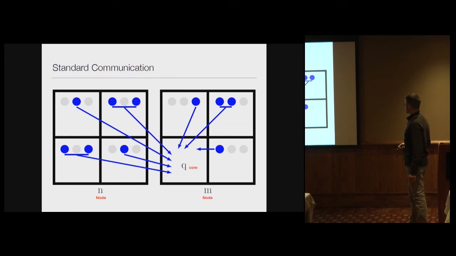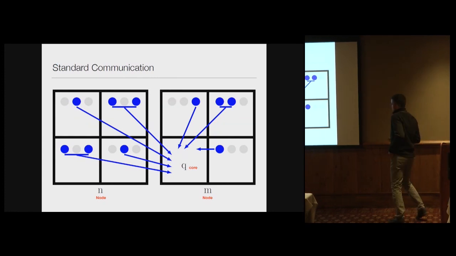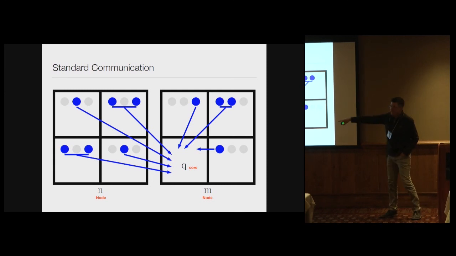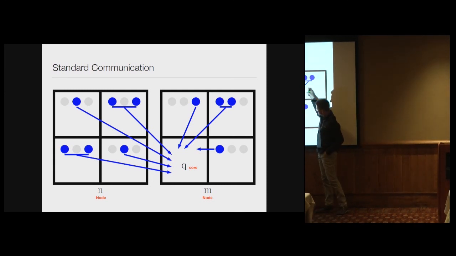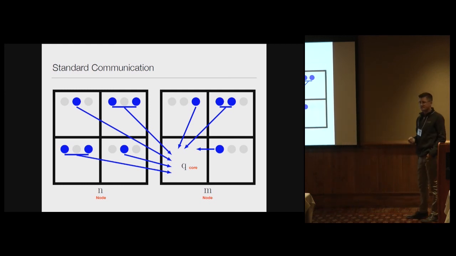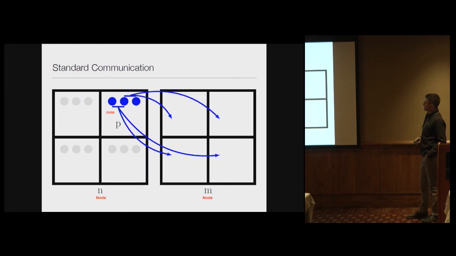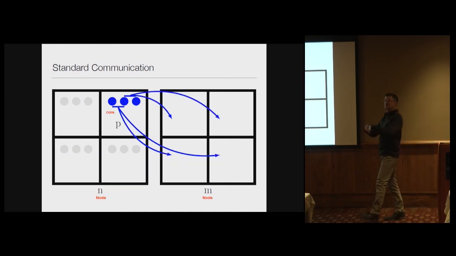Let me give you a schematic of how this works. In standard communication, here I have node N and node M. I have a bunch of different processors that need to send their vector information to the SpMV rows that are happening on core Q, and all of them are trying to communicate their vector data. Similarly, core P is trying to send all of its data to all of the cores that need it.